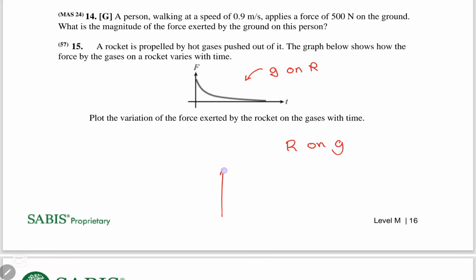So it's gonna be force F versus time T, okay, and it's gonna be the opposite of the graph. So what does it mean? Same exact time, but we're gonna flip the graph, so it's gonna look something like this. So what did we do? We flipped the graph. Why? Because it's an action and reaction, equal magnitude, opposite direction, okay?